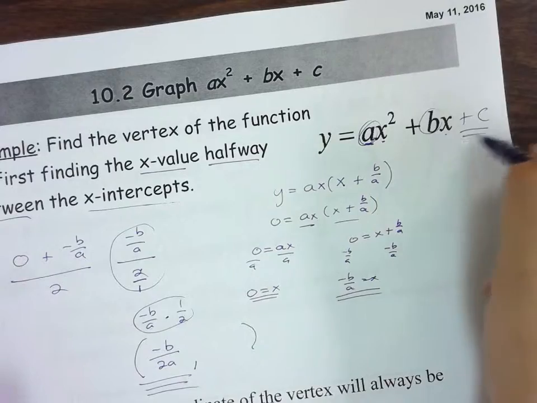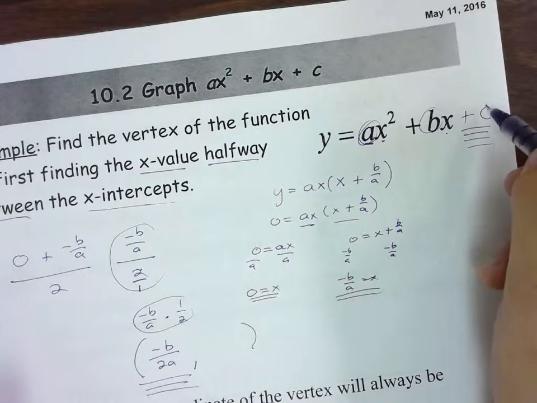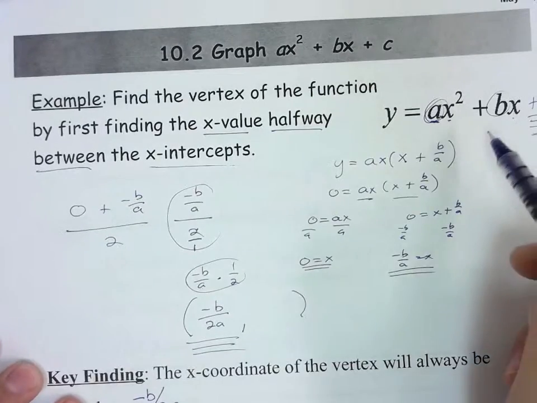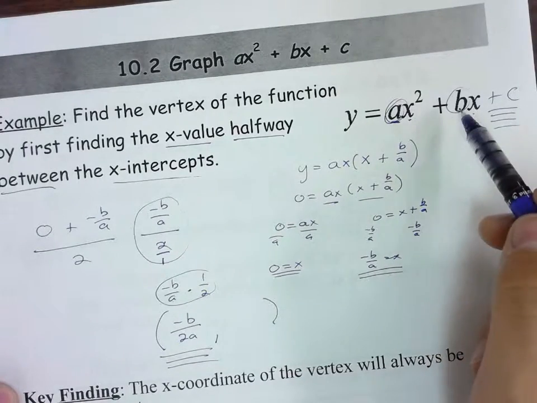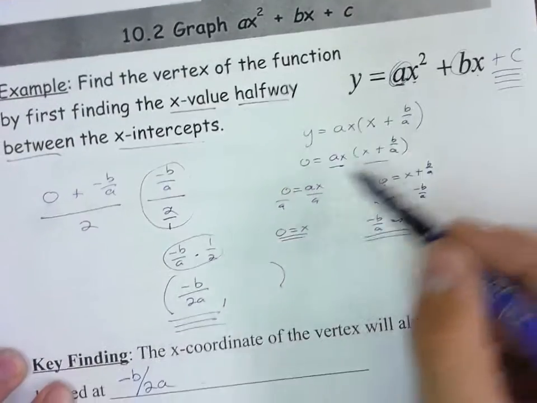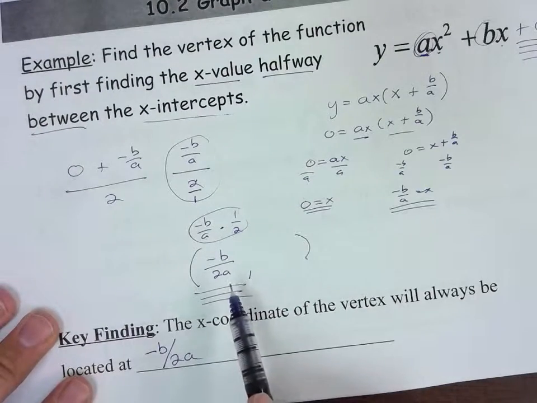Even if there is a c, it doesn't make any difference because there was no c and it didn't end up in any of my stuff over here. So only the first two terms matter. Negative b, so opposite of this, divided by 2 times that number, will always give you the vertex, or the x-coordinate of the vertex. So let's try it.